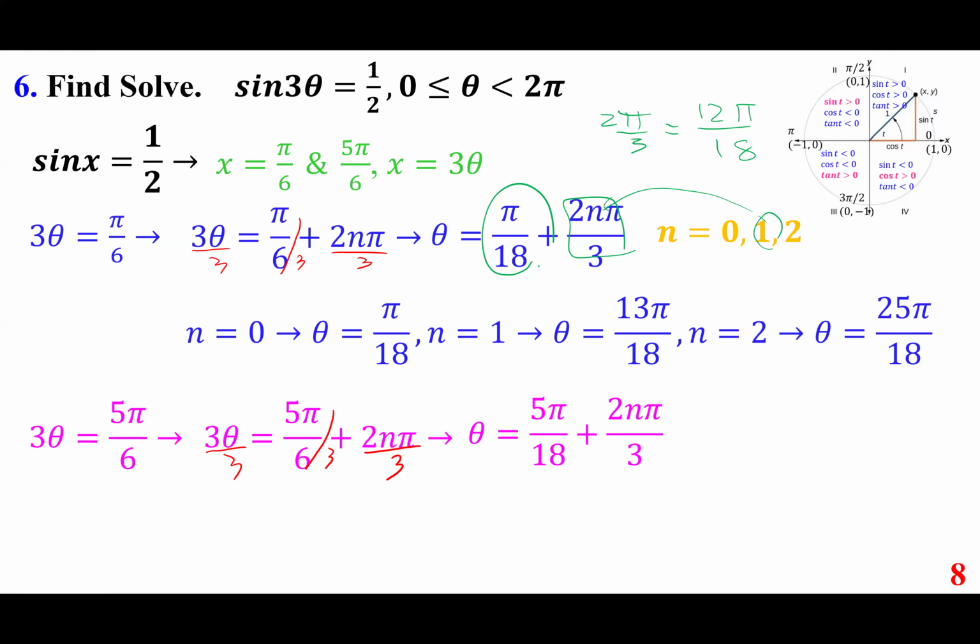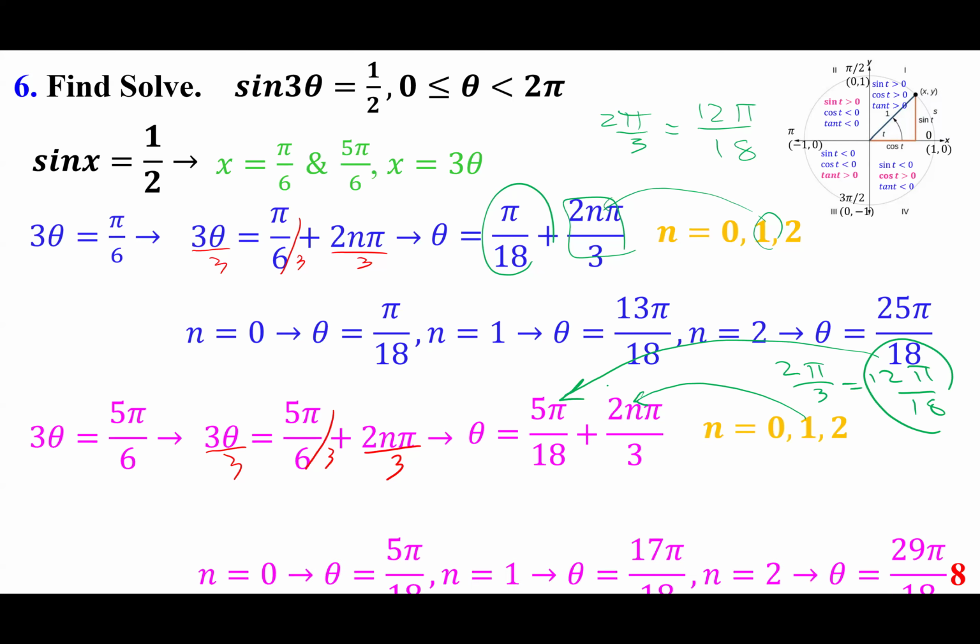We do the same thing for the second. If I put 0, I get 5 pi over 18. If I put 1, this becomes again 2 pi over 3, as I mentioned, or 12 pi over 18. And I need to add this to this one. I get 17 pi over 18 and the rest of it.